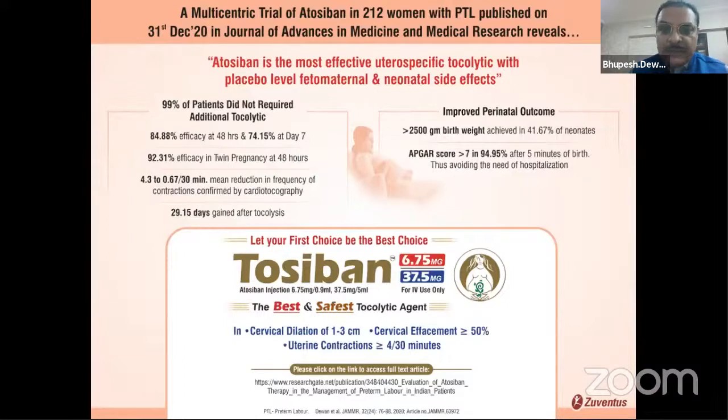So this efficacy was sustained. And the most interesting part, I would say that 29 days were gained on an average, by using this particular tocolytic agent. You see, the effect of uterine quiescence, based upon the cardiotocography we saw, it becomes like from 4.3 to 0.67 within no time, and it is sustained at 48 hours, it is sustained at 72 hours, it is sustained at 7 days also. So we'll show you the data in coming slides. And the perinatal outcome is also very, very pro for this agent. The Apgar score of more than 7 was achieved in almost 95% of patients after 5 minutes of birth. So this shows that this drug is not having any harmful effect on the fetus. It is very well tolerated drug both by the mother as well as the fetus.